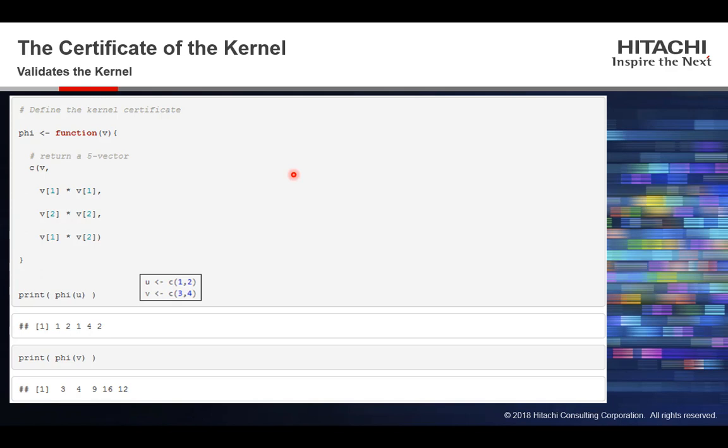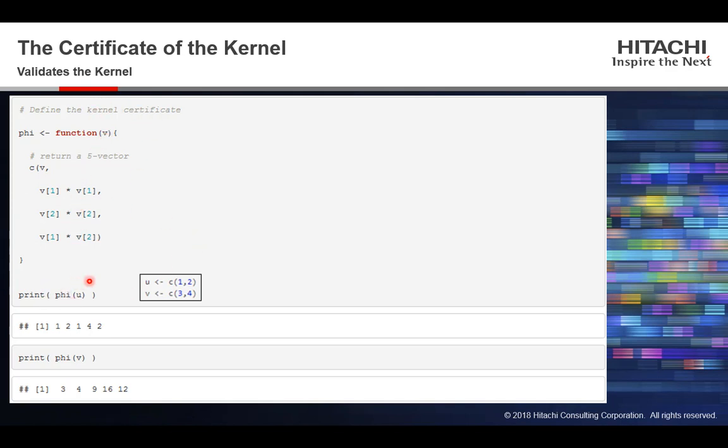If we define a second function phi, known as the kernel certificate, then it takes as an argument a vector, and it regurgitates the vector to you. It takes a 2 vector here and regurgitates a 5 vector back at you. So it takes the v vector and returns it. And then as the other vector elements, it takes the first vector element of v squared, the second vector element of v squared, and the cross term. So we get 1, 2, 3, 4, 5 elements back at us. So we send 2 and we get 5 back.